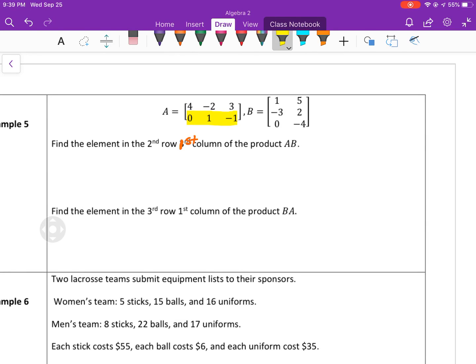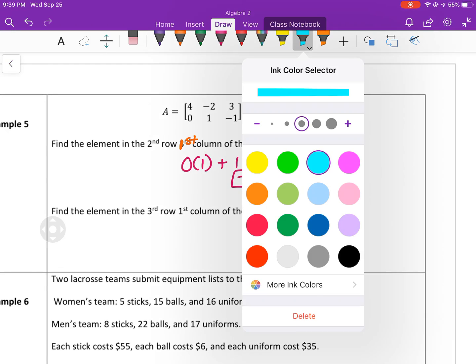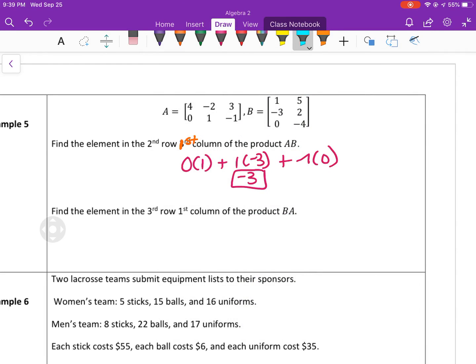So second row and then first column would be like, show me the math for those two being multiplied together, which would be 0 times the 1 plus the 1 times negative 3 plus negative 1 times 0. So I end up with just negative 3. So that would be how you show me the work. So you're just showing me a long way of how you would get the answer.